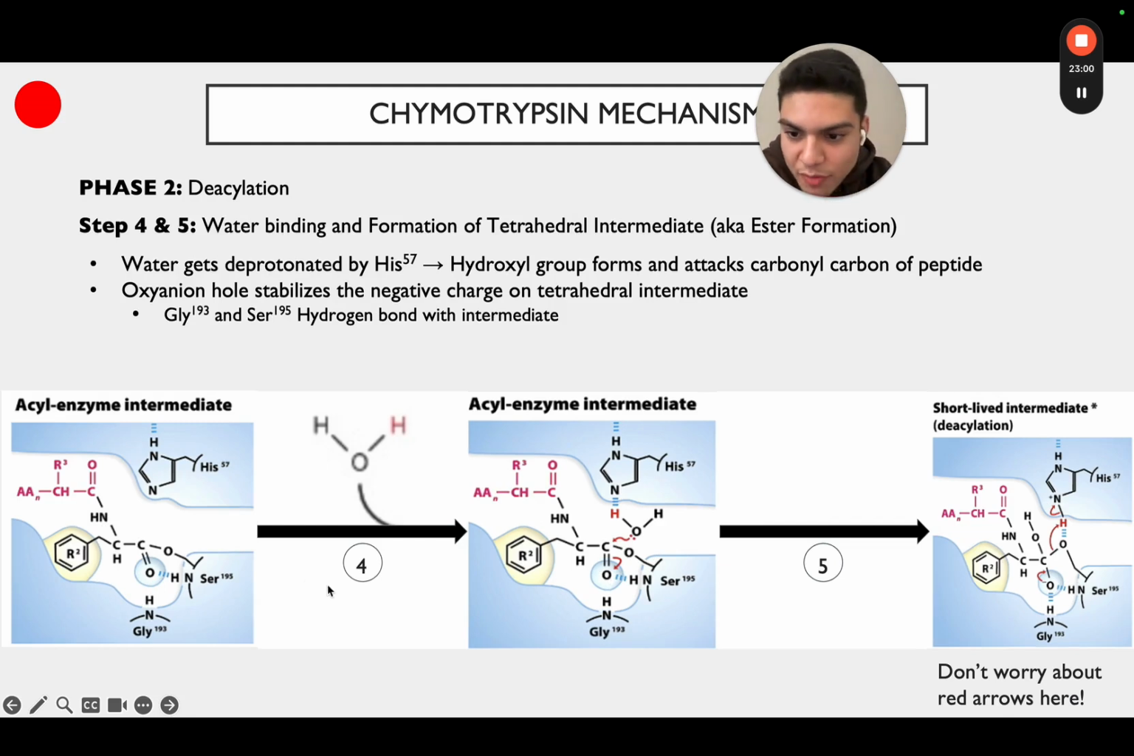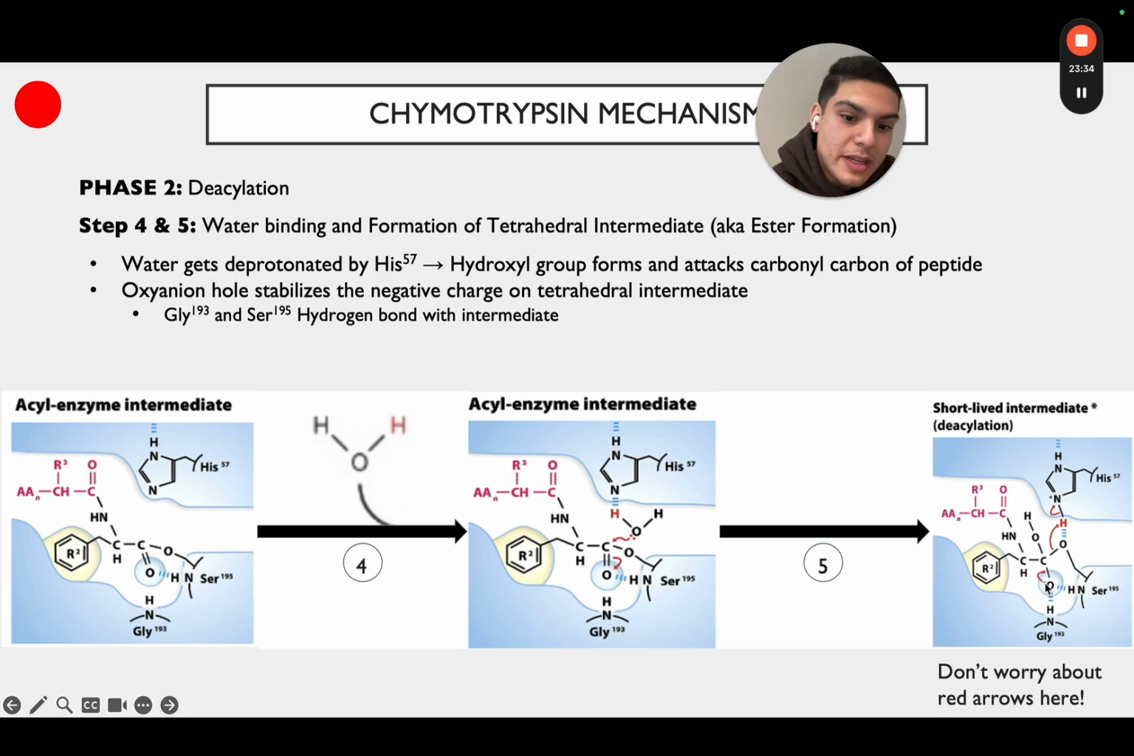So the water is going to go into the active site, and it's going to be stabilized by that histidine again. But remember, because the histidine does a phenomenal job of grabbing that proton from the water, it's going to make water an extremely strong nucleophile, stronger than it is in its natural state. And so the water will attack that carbonyl carbon again, and again it's going to form that tetrahedral intermediate with the negative charge on the carbonyl oxygen. It's going to be stabilized by the oxyanion hole, same residues, glycine 193 and serine 195.